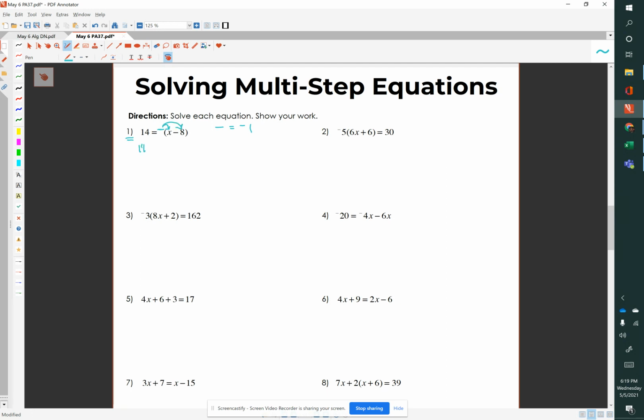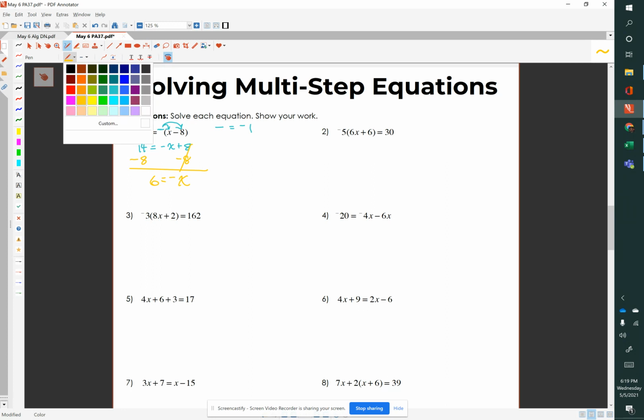So it would be 14 equals negative x, negative times a negative is a positive 8. Remember, a negative outside of parentheses has the effect of simply changing the sign of the quantity inside the parentheses. So now we ask, what is happening to 8? Well, 8 is being added to x. So we will do the inverse operation of addition, which is subtraction. So we will subtract 8 from each side of that equation, which will give us 6 equals negative x.